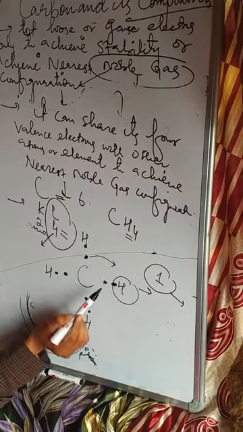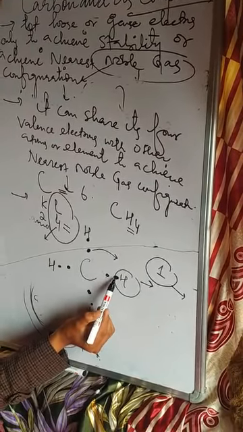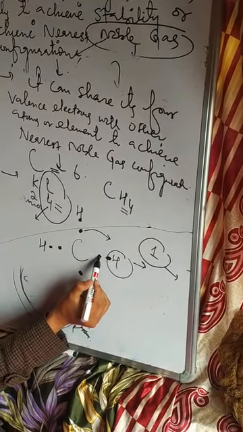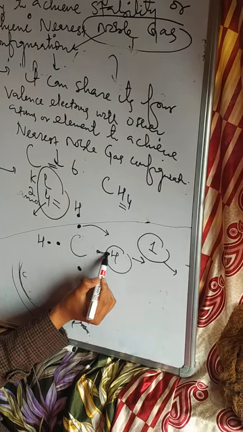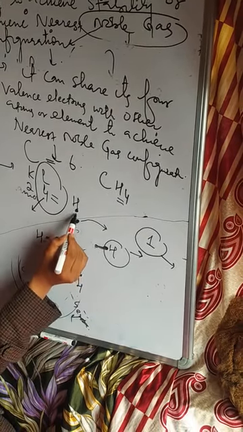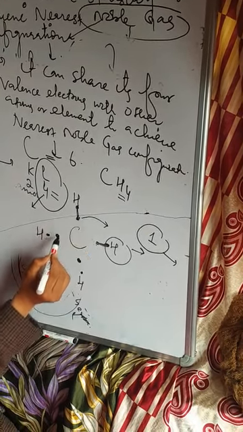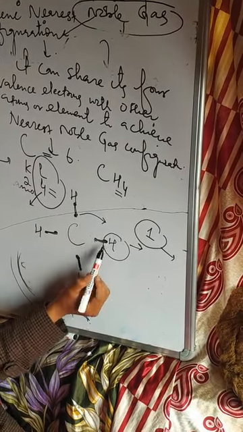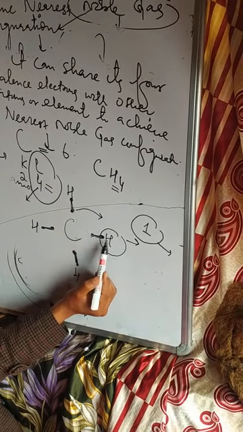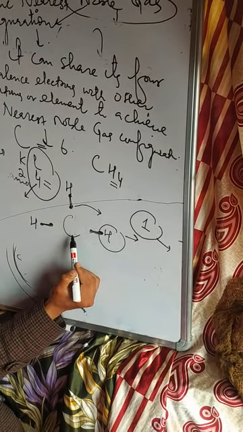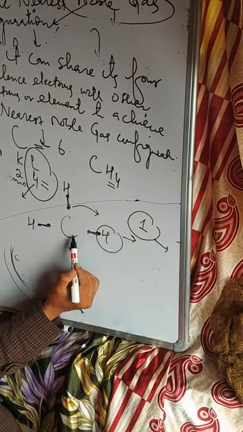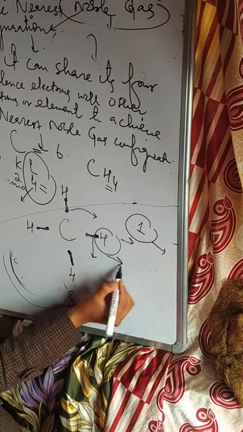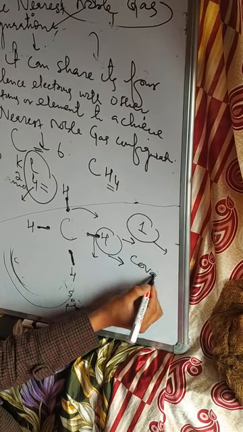Now it will share its 4 valence electrons with other hydrogens to complete its octet, or to achieve the nearest noble gas configuration. For example, this is one electron of the hydrogen and one electron of the carbon, and they will share them. There occurs mutual sharing between carbon and hydrogen, and the bond formed by mutual sharing of electrons is called a covalent bond.